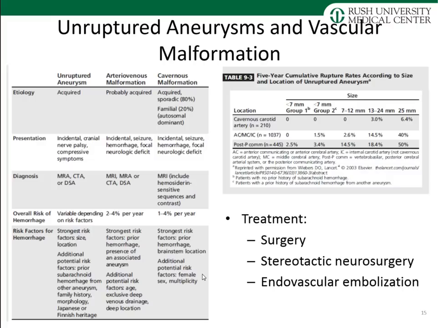Finally, you can do endovascular embolization, where you go into the blood vessel and you can either put some glue in there, we call it glue, you can put a stent in there, or you could put other things in there to close off the aneurysm.